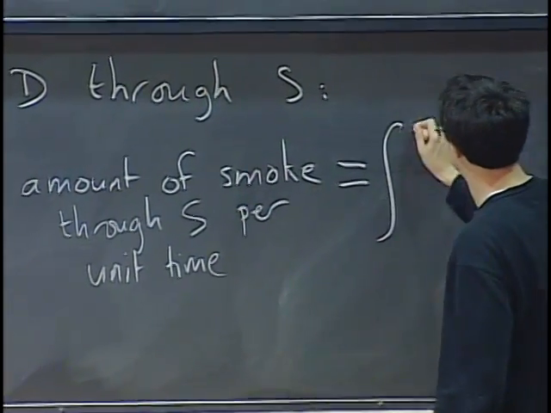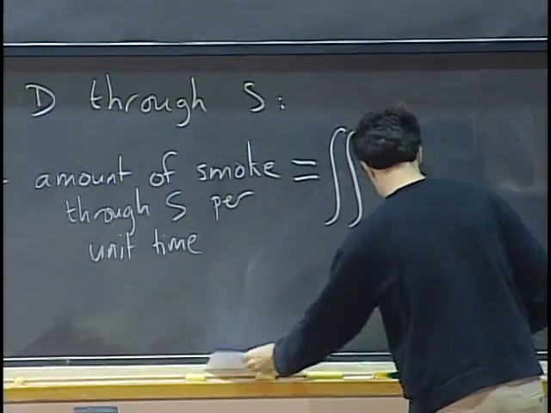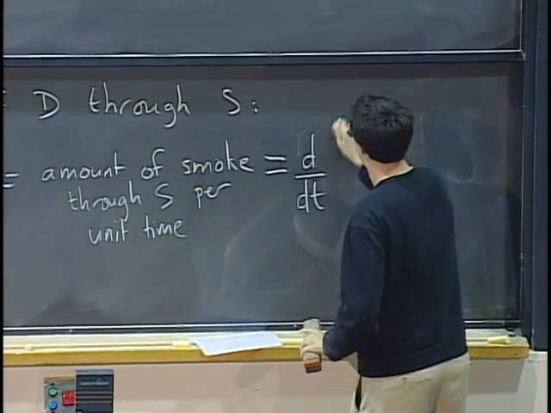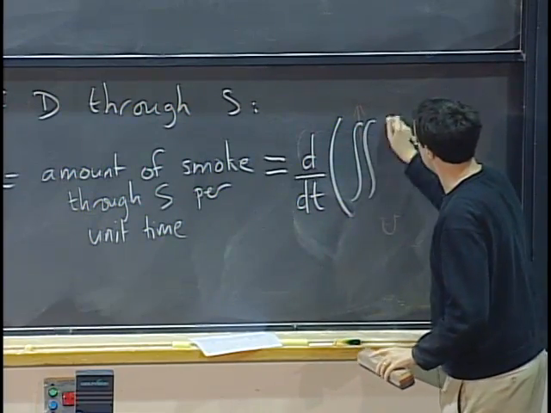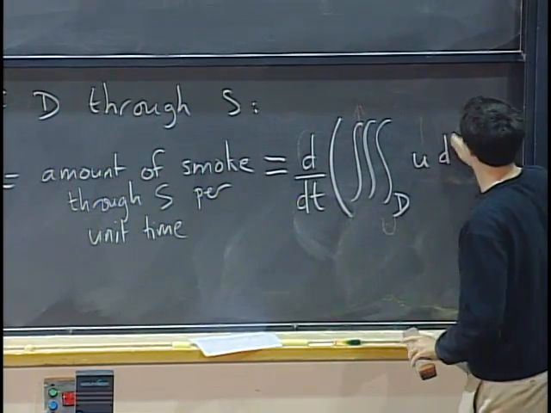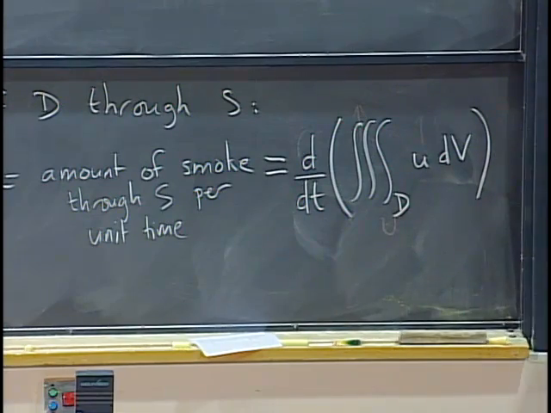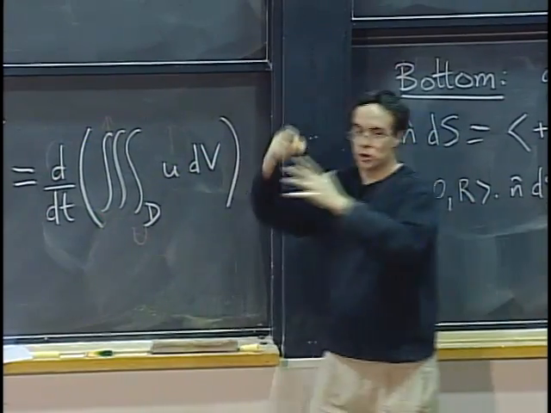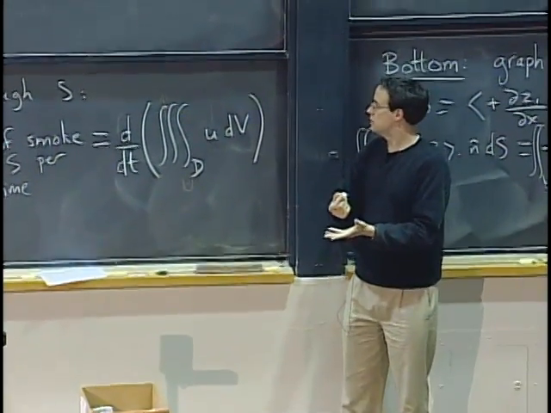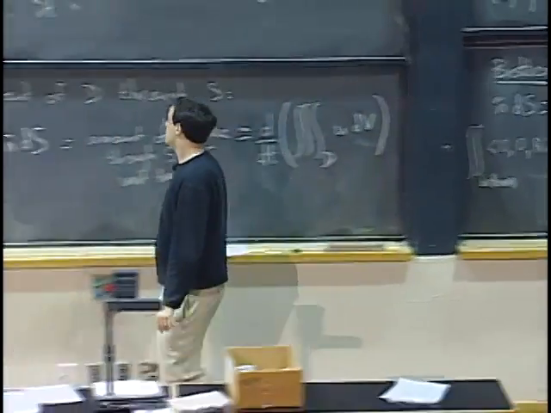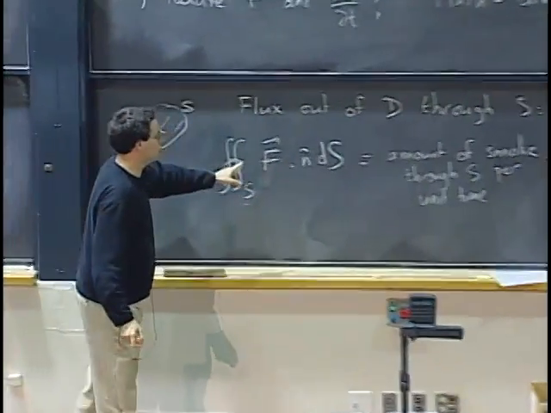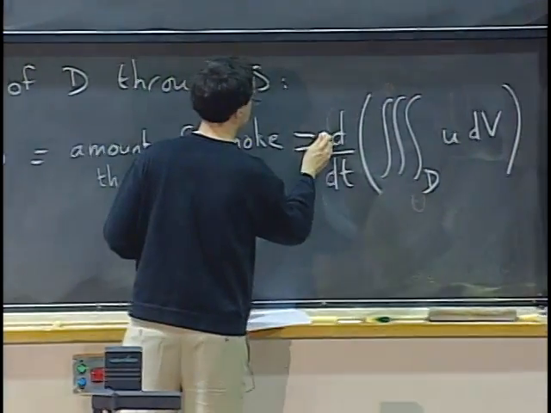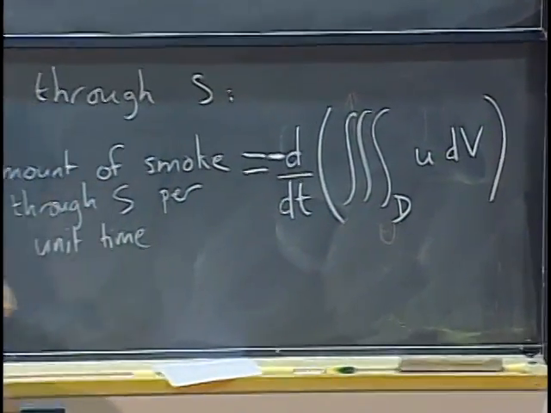So that should be, that's the same thing as the derivative with respect to t of the total amount of smoke in the region, which is given by the triple integral of u. If I integrate the concentration of smoke, which means the amount of smoke per unit volume, over D, I will get the total amount of smoke in D. Except, well, let's see. This flux is counted positively if we go out of D. So actually, it's minus the derivative. This is the amount of smoke that we are losing per unit time.